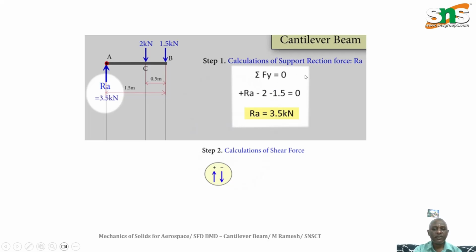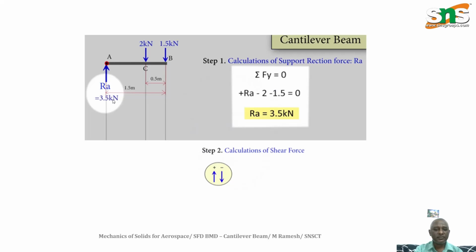For this we have to have a sign convention: one is upward and one is downward. So we fix which one is positive and which one is negative. Here I'm taking upward forces as positive. We have an upward reaction here, and these two loads are downward forces, so I'm taking these two as negative and this one as positive. So RA, which is equal to 2 plus 1.5, that is 3.5 kilonewton. That is, RA minus 2 minus 1.5 equals 0. So finally I get the support reaction at point A equal to 3.5 kilonewton. The first step is over.